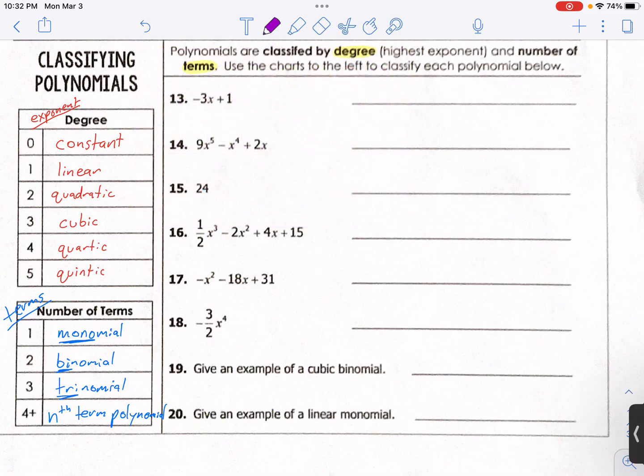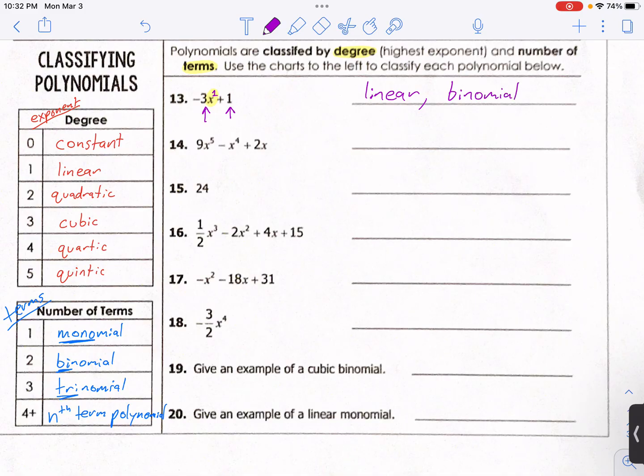All right, so for this first one, first thing I do is look at my degree. I look at my variable, I look at the exponent, and this would be a 1, so degree 1 would be right over here. It's going to be linear. Then I count how many terms are there. There's 1, there's 2, that's going to be 2, so this is going to be a binomial.